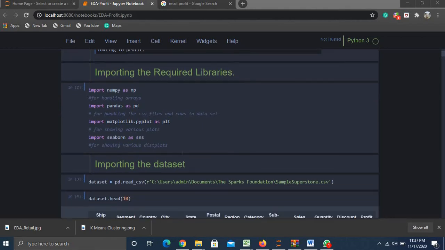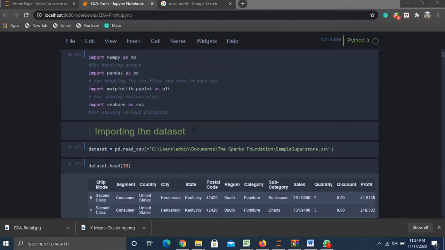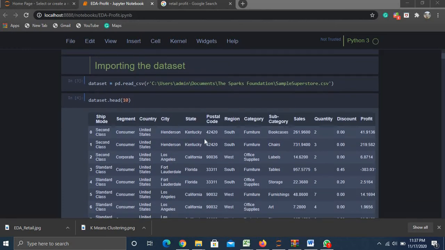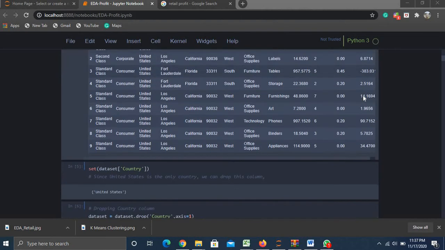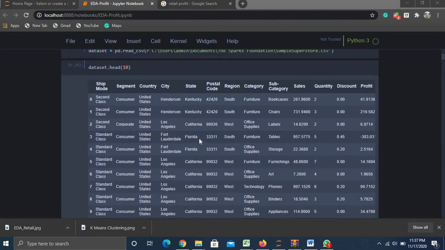All right. So importing the dataset. We have the dataset over here, and so data.head. We're just having a summary of the dataset, just having a look at this. So we have ship mode, segment, country, city, state, postal code, region, category, subcategory, sales, discount, profit. We're just trying to find what are the factors that lead to the highest profit.